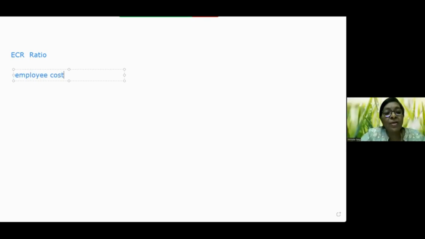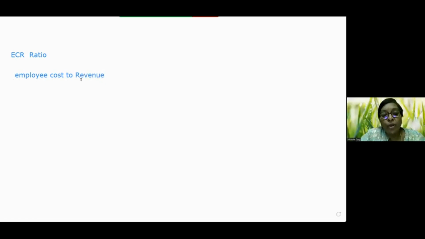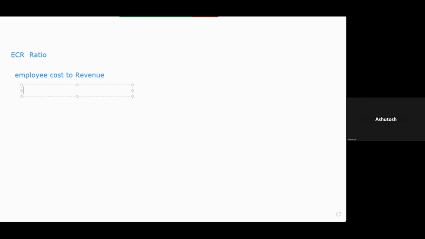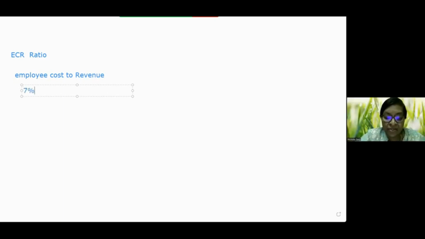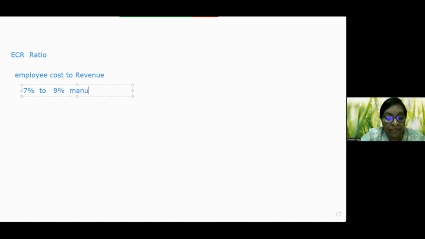Employee cost to revenue. Typically there are certain benchmarks. In a manufacturing organization, it can range, meaning it will have a minimum and a maximum. It can range between 7% to 9%. This is in a manufacturing organization. You can mention that there.